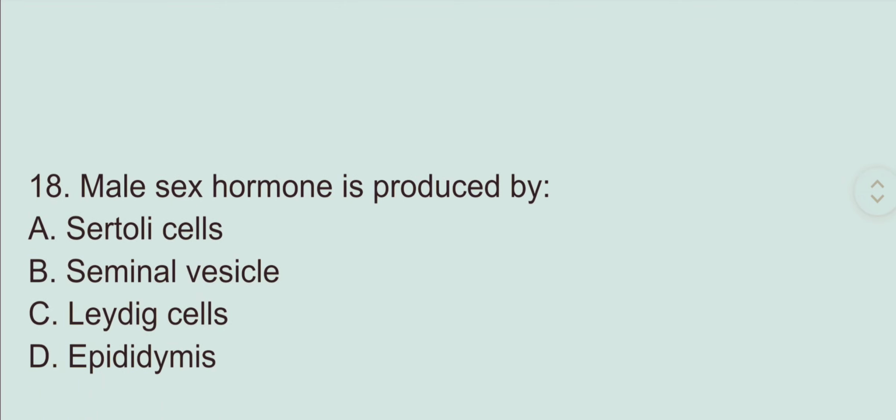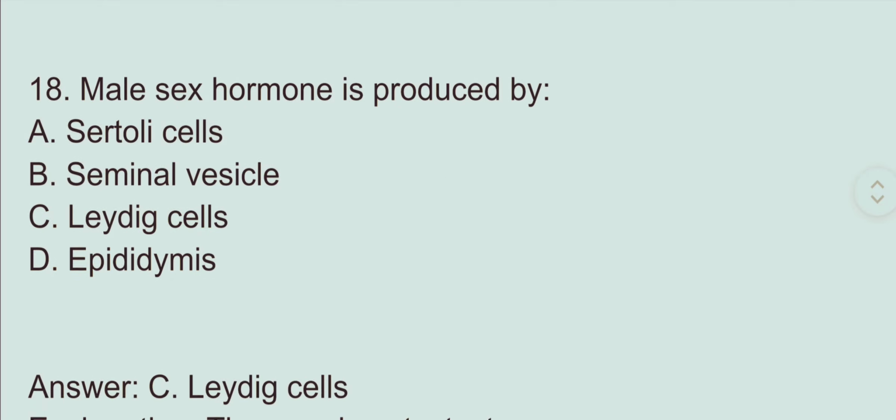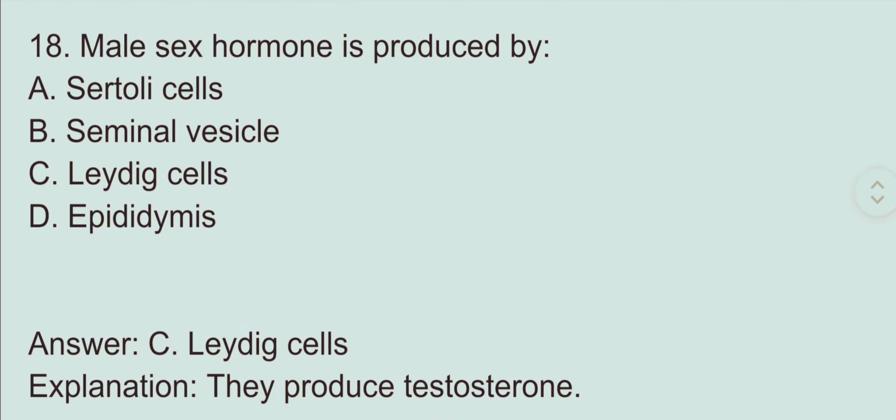Question number 18. Male sex hormone is produced by. The correct option is option C, Leydig cells. Leydig cells produce testosterone, which is a male sex hormone.